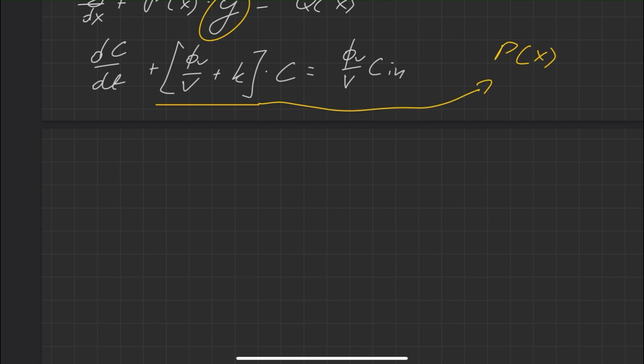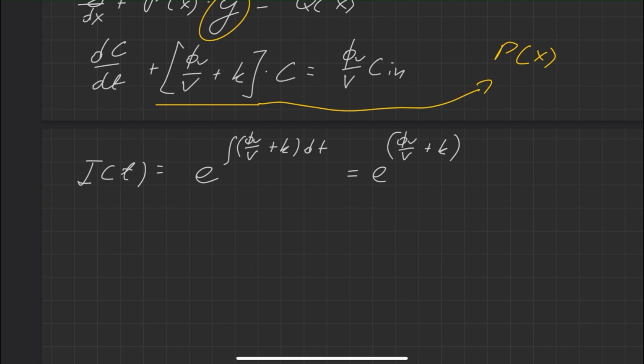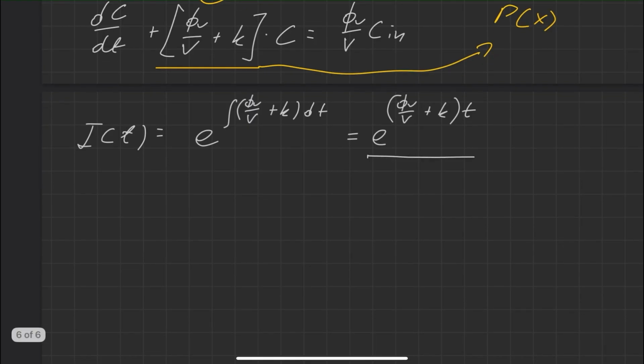Now, in the following step, we want to calculate the integrating factor. Actually, not of x, but of time. So this is e to the power of the volumetric flow rate divided by volume plus the rate constant, integrated with respect to time. This is just a constant, so we can very easily calculate it as e to the power of (flow rate divided by V plus k) times t. Once again, I'm skipping the constant at the end.